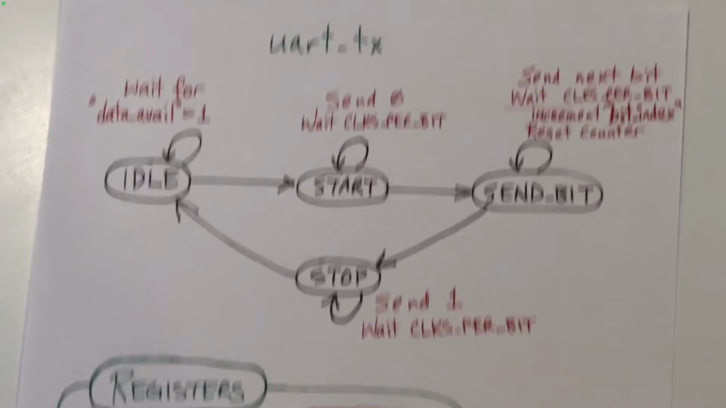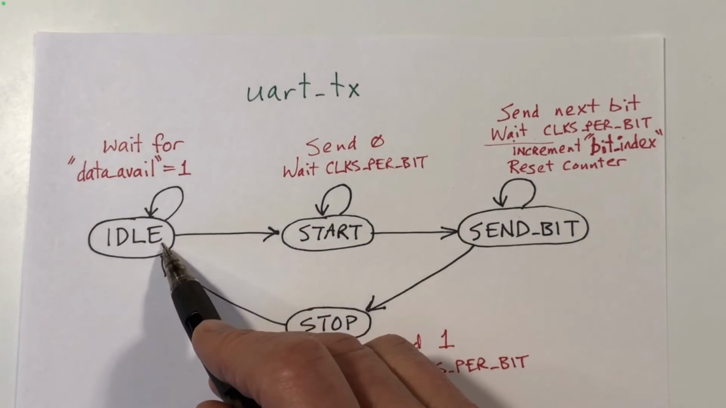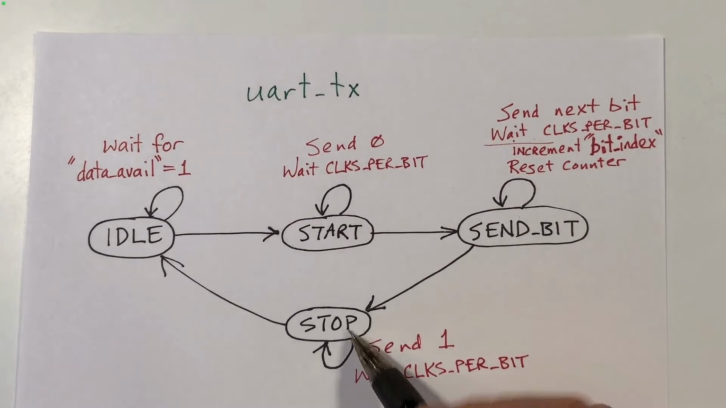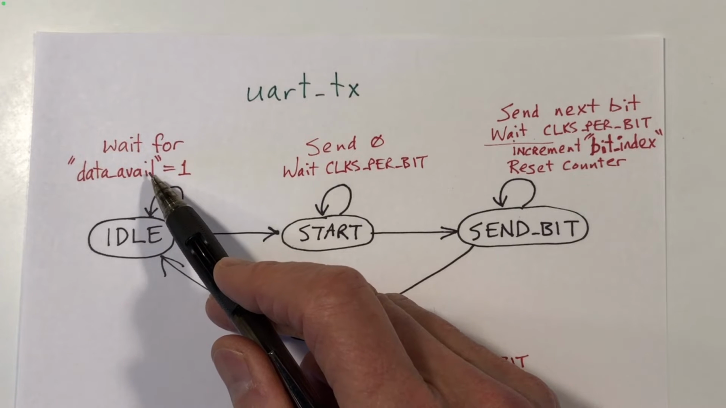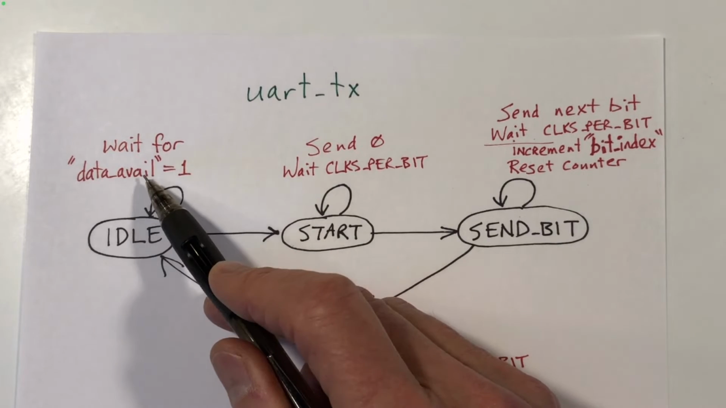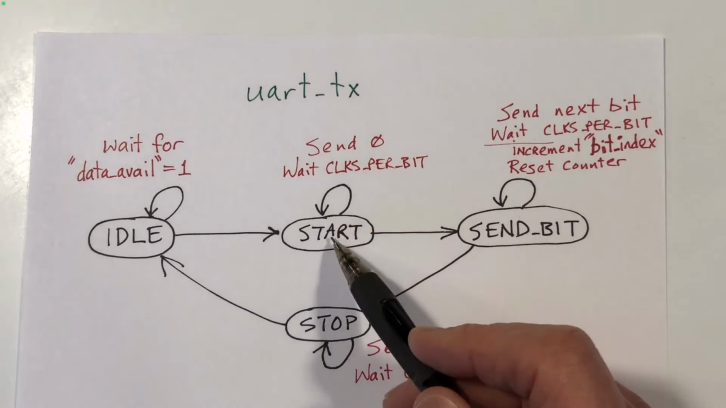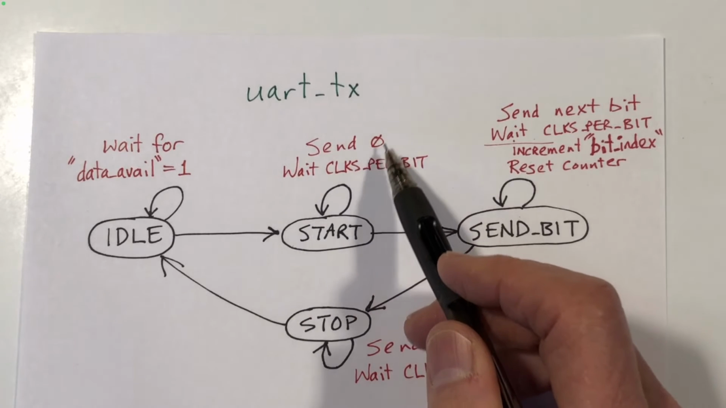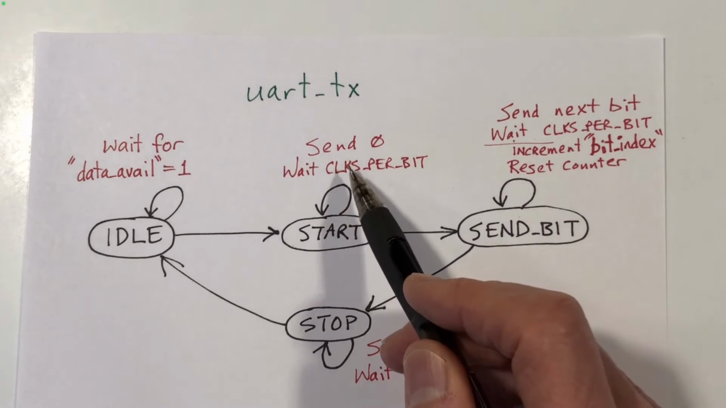So here's a finite state diagram to show what we're going to do. We're going to have four states: idle, start, send bit, and stop. We'll stay in the idle state waiting for this data available input to go high, and at that point we'll start sending, and we'll go to the start state. Here we will send a 0, which is the start bit, and we will wait in this state for clocks per bit.